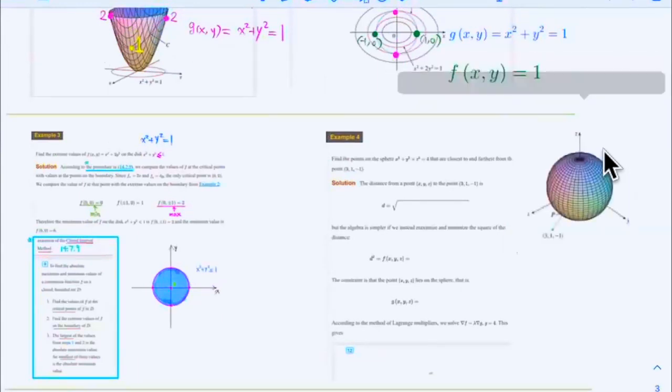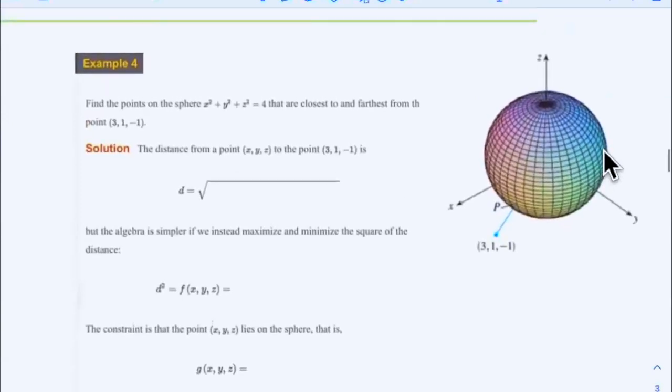All right. So now you see, this is a sphere, x squared plus y squared plus z squared equals 4. And that's the point over here. You're trying to find a point on the sphere that's closest to this point. Does it look like we should have something over here, right? Maybe that is the closest point, and maybe another point over here is the furthest point. So we're trying to find those points.